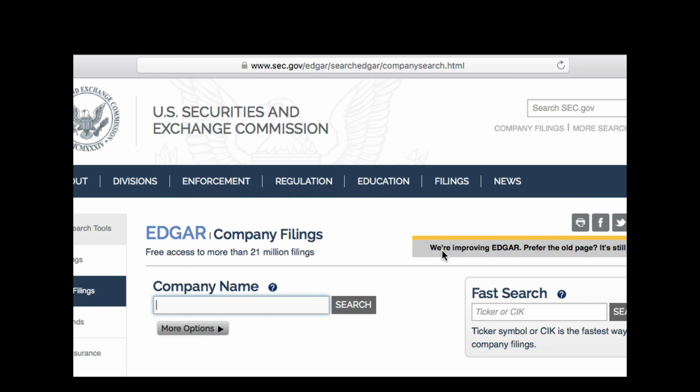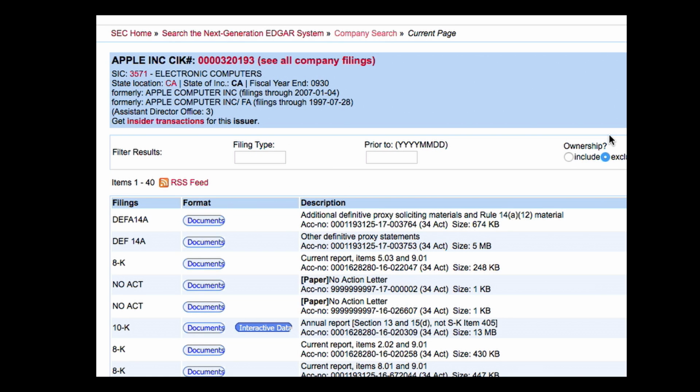We're going to type in the name of the company. In this case, we're going to use Apple Computer as an example. So we type Apple Computer and search. Pretty easy. Now we get into the EDGAR search results for Apple Inc. And on the left-hand side, we can see all the different filings.